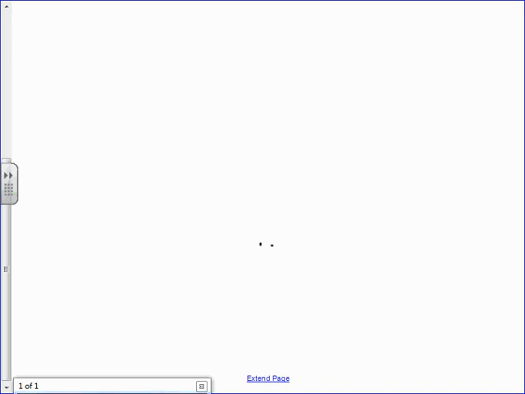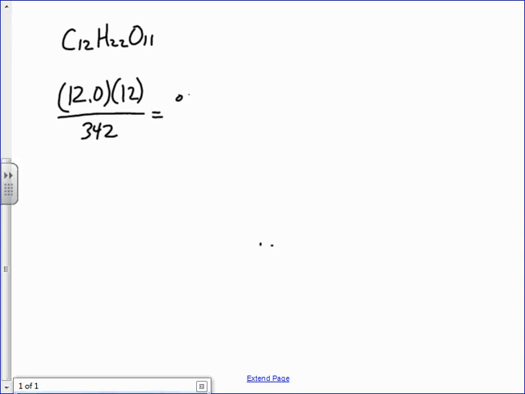And C12H22O11. I'm just going to write this up here. So we've got 12.0 AMU times 12, because there's 12 carbon atoms, divided by the 342. Times 100, that's going to give us the percent of carbon. So when we do that, 144 divided by 342, about 42.1%.